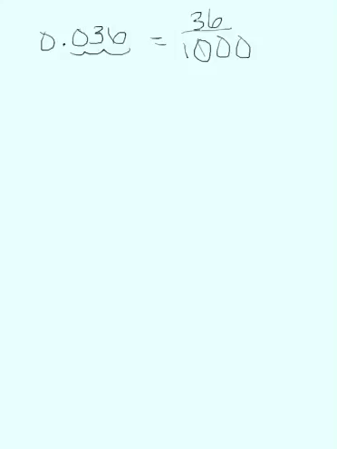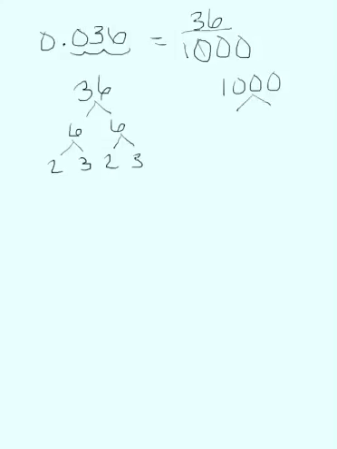Okay, let's look at the 36. What times what's 36? 6 and 6. Okay, what times what's 6? 2 times 3. And this one would be 2 times 3. 1,000. This one's going to get long, but it's fine.